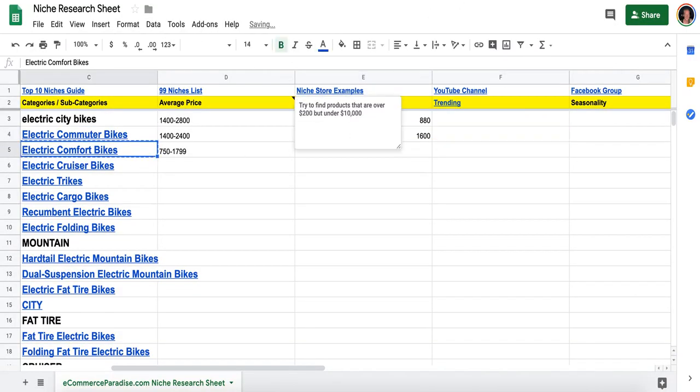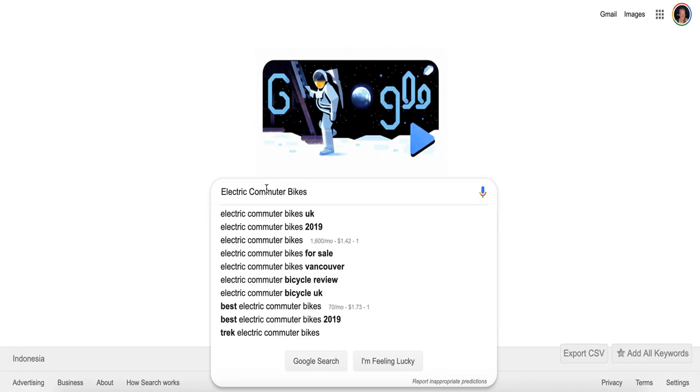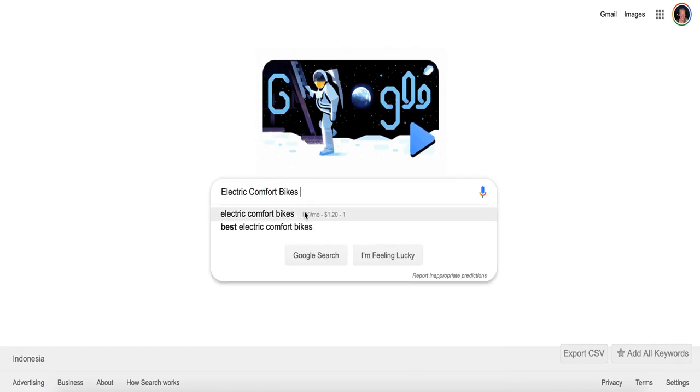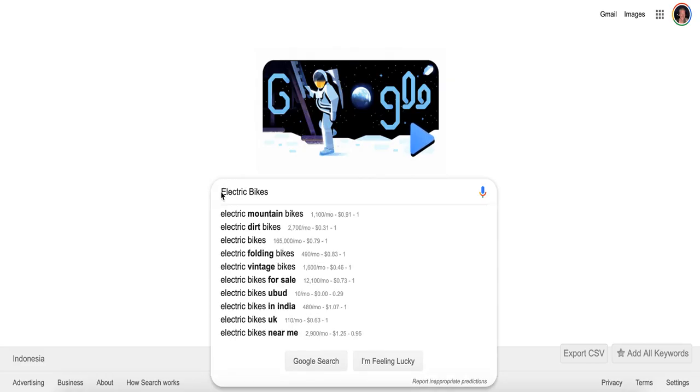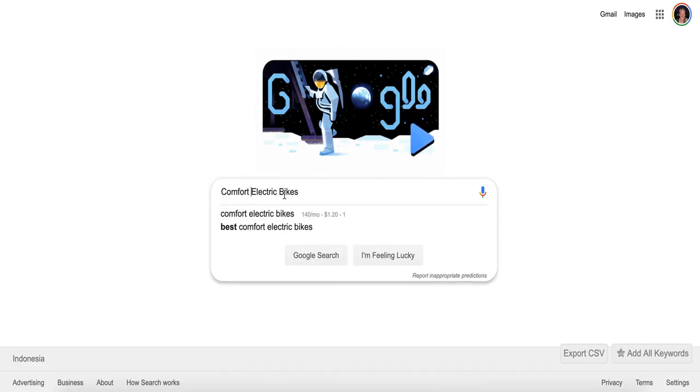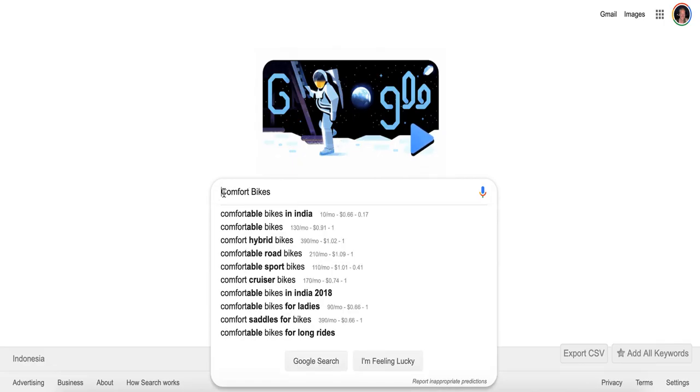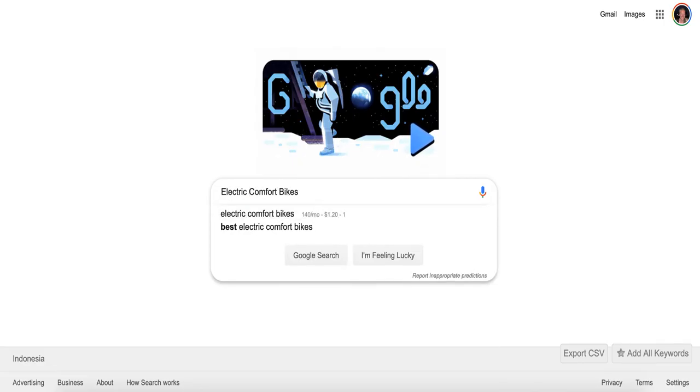Okay, and we'll do the same thing here, and we'll move on to the next after this. Electric comfort bikes, $140, so it's not very high, so I'm going to see if comfort electric bikes is higher. $140, okay. We'll just go with that.